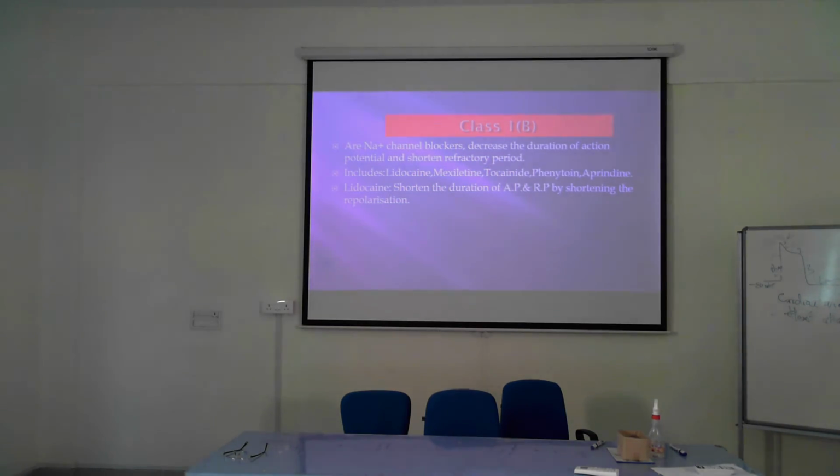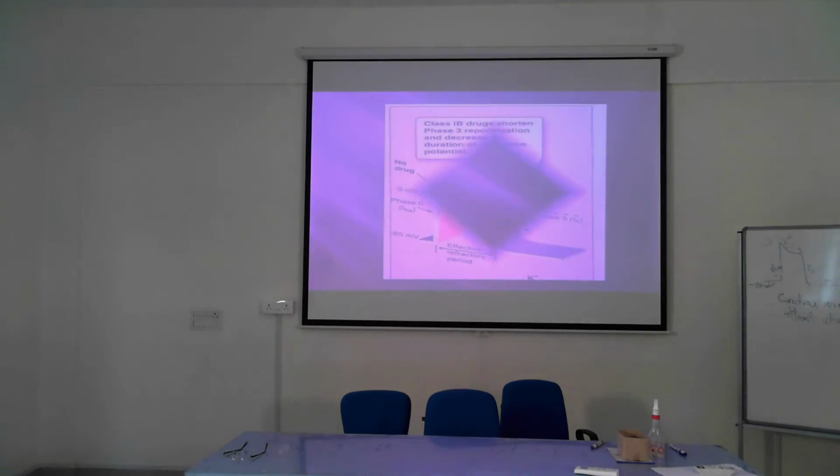It shortens the duration of action potential by shortening the repolarization phase, and it is effective in ventricular arrhythmias, especially electrocution. So here in this graph you can see that class 1B drugs shorten phase 3, because once again sodium ions are moving out and potassium ions are coming inside in this phase. That is the repolarization phase, and it decreases the duration of the action potential. This is phase 3, the repolarization, so the effective refractory period is going to be increased.